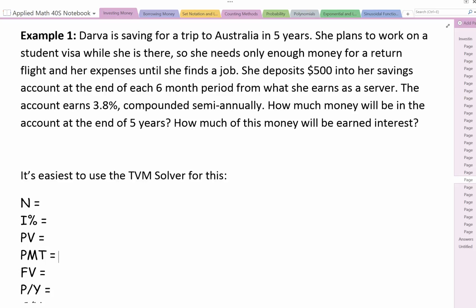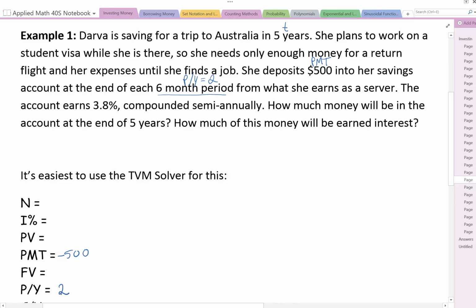All right, so let's highlight some key information here. Our 5 years, that's our T, and it says that she deposits $500 into her savings account at the end of each 6-month period. So that means that this is a PMT, not a PV. How do I know? Because it says at the end of each 6-month period. That means that our payments per year are now 2. So she's putting in $500 twice a year. So that means here we're going to put our 500, but don't forget to put a negative, right? Because that's money coming out of our pocket.